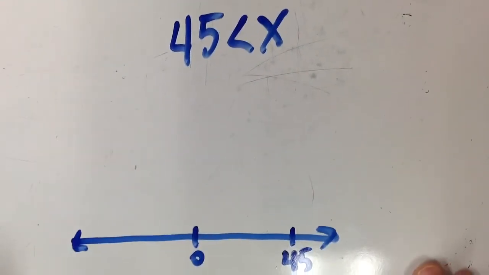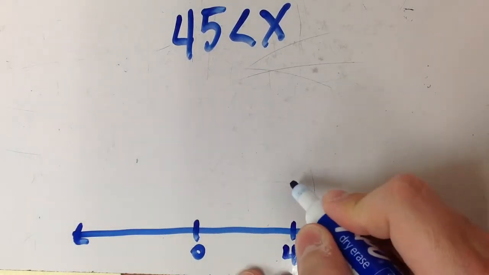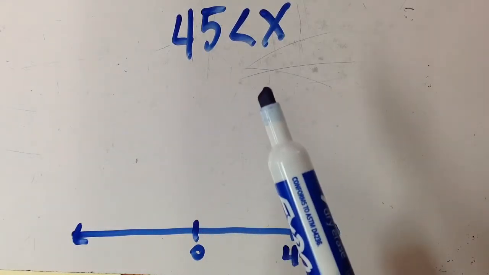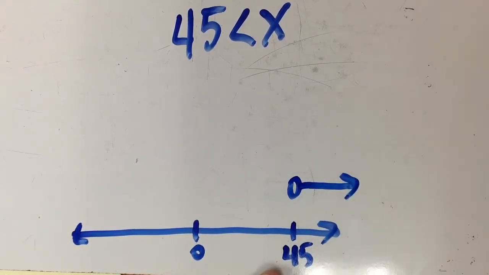So when I go to graph, here's my 0, here's my 45. No line means an open dot. And if 45 is larger, that means all of my larger numbers, or things that are bigger than 45, will be the answer to my inequality.